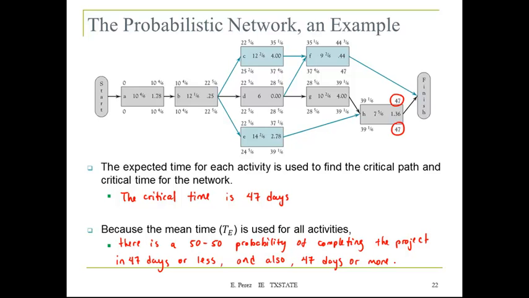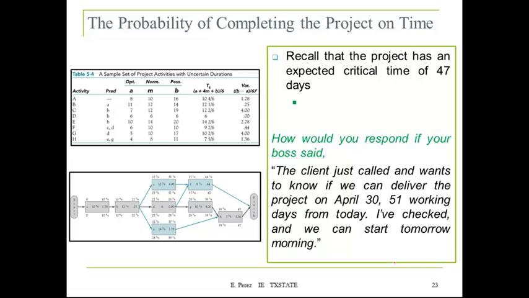So right now the analysis is not telling you much. You have an expected total time or critical time, but you don't know with certainty, or with a specified probability or chance, if that's going to be the actual duration. So recall that the project has an expected critical time of 47 days, and that's for the path A, B, D, G, and H.